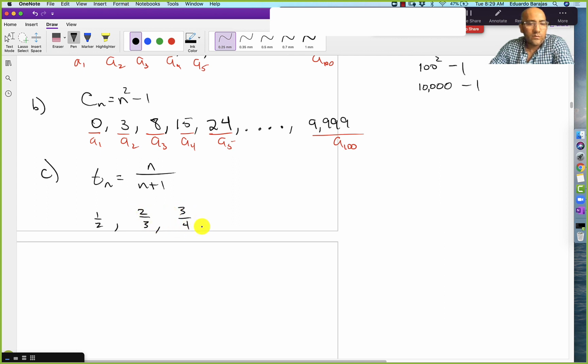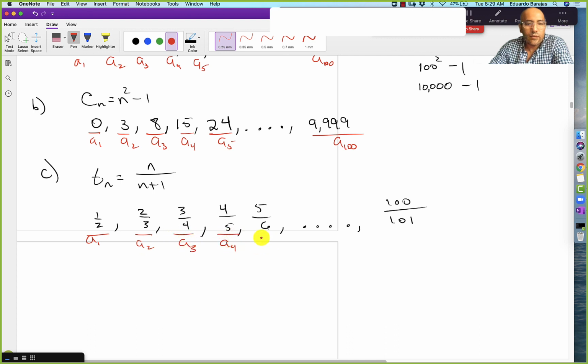We start to see a pattern really, but it's not so hard to plug in the rest anyway. So there's the 1, 2, 3. With 4, we'll end up with 4 over 5, and then 5 over 6. Good. And then dot, dot, dot, and the 100th one will be 100 divided by 101. Right? And so this is a sub 1, a sub 2, a sub 3, a sub 4, a sub 5, and finally a sub 100. Good.